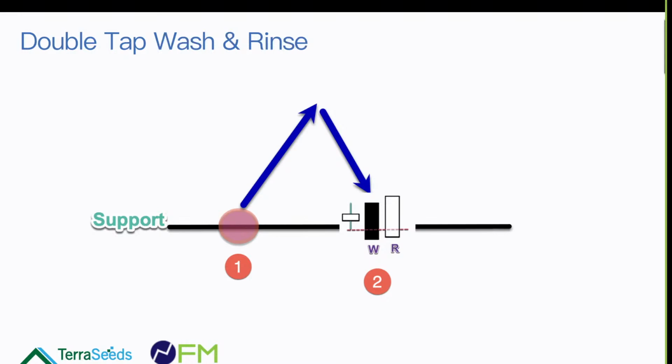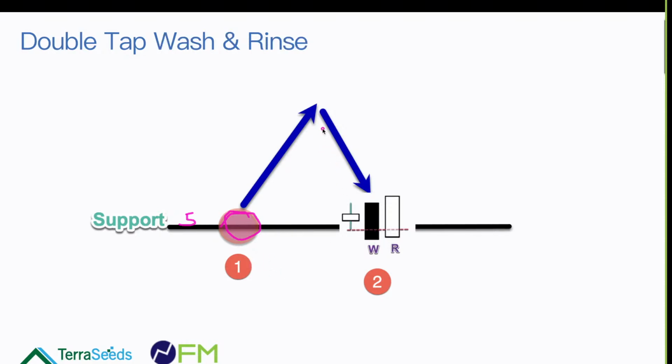Double tap wash and rinse means that you have originally a price that comes inside the support level. Let's say, for example, the support level is at maybe $5. And it goes up. The first time you don't do the trade, but you do the trade only on the second test.